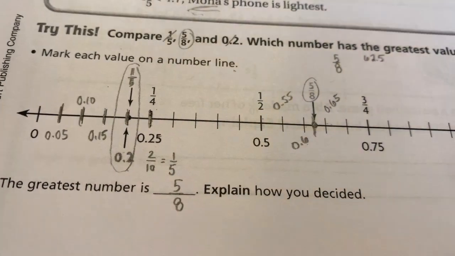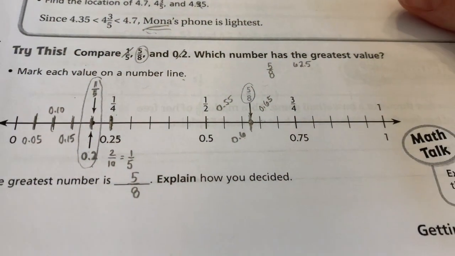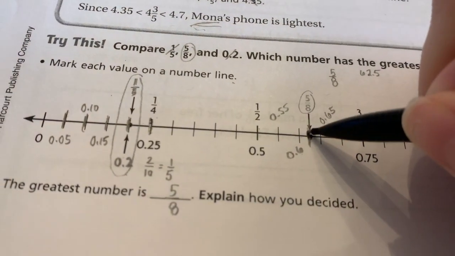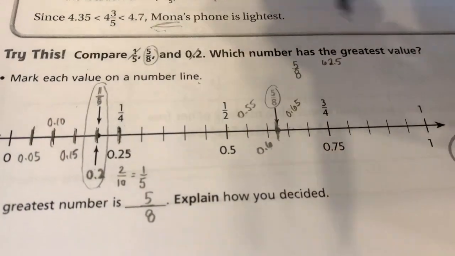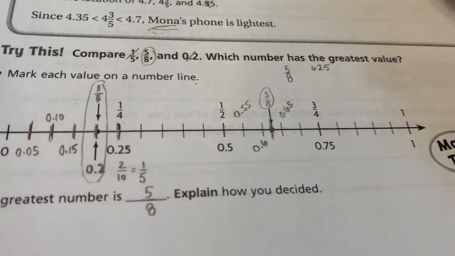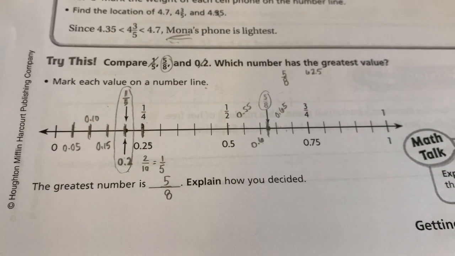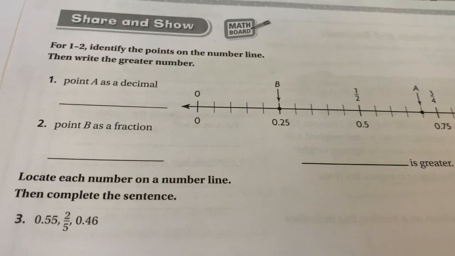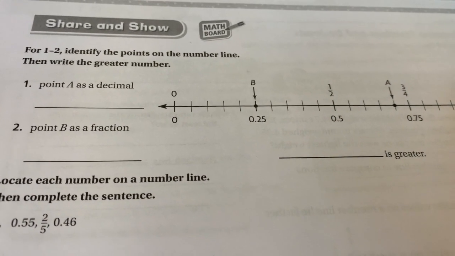Okay, so this is a little too confusing for us to really do quite yet before we're doing the 6th grade. So for now, we're just going to look at where these numbers are placed and just know that if it's further on the right, then that means it's the greatest value. Okay, and we'll talk more about how to actually place that in more detail. Okay, so we're going to do the share and show now. We're going to identify the points on the number line and then say which one's the greatest.